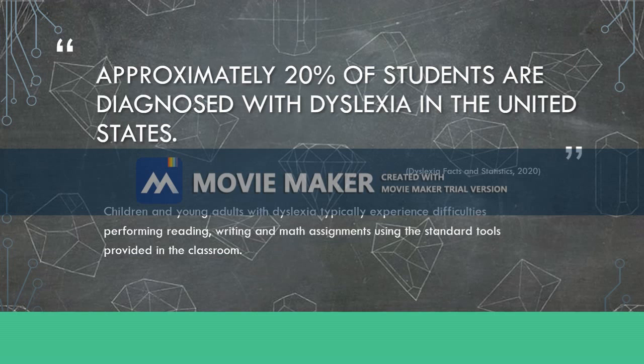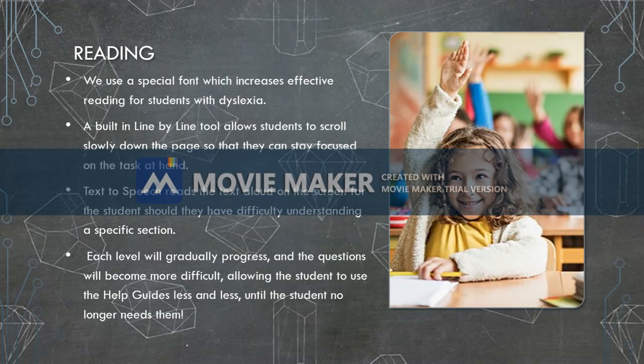Approximately 20% of students are diagnosed with dyslexia in the United States. This comes from Dyslexia Facts and Statistics 2020. Children and young adults with dyslexia typically experience difficulties performing reading, writing, and math assignments using the standard tools provided in the classroom. For the reading section, we use a special font which increases effective reading for students with dyslexia.